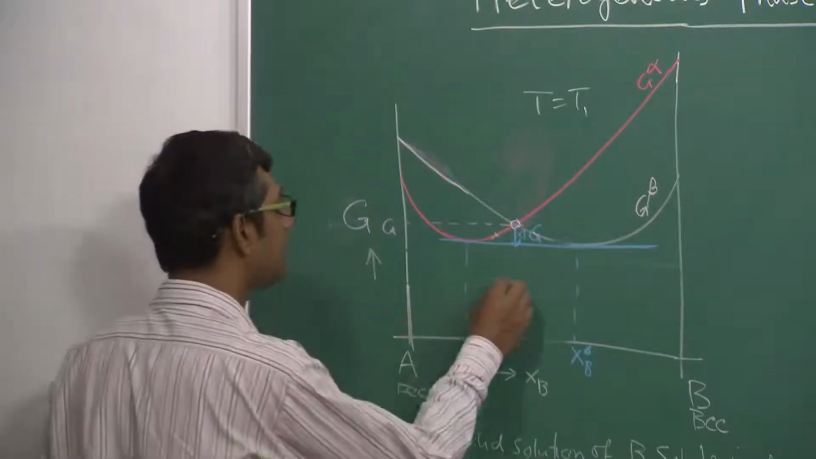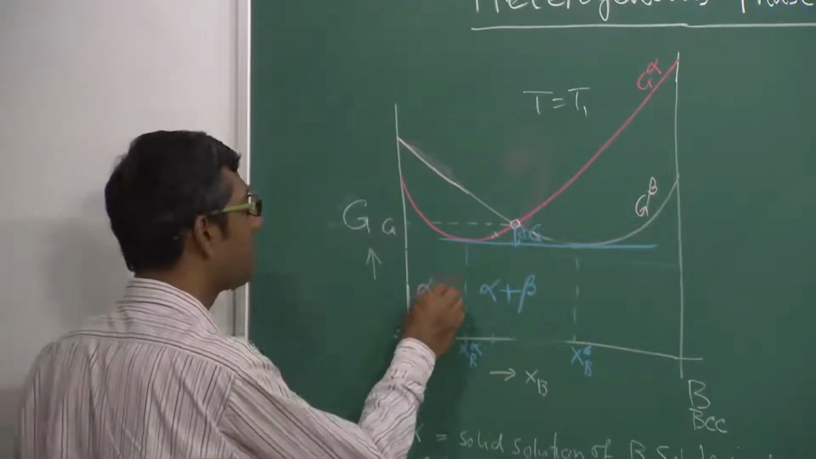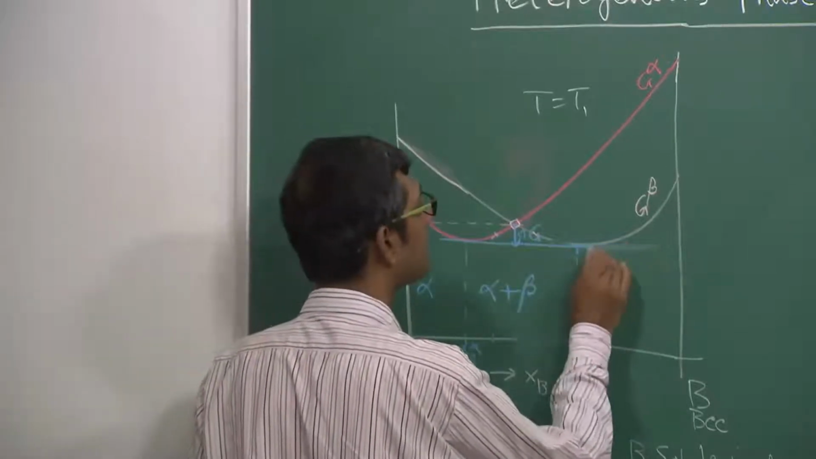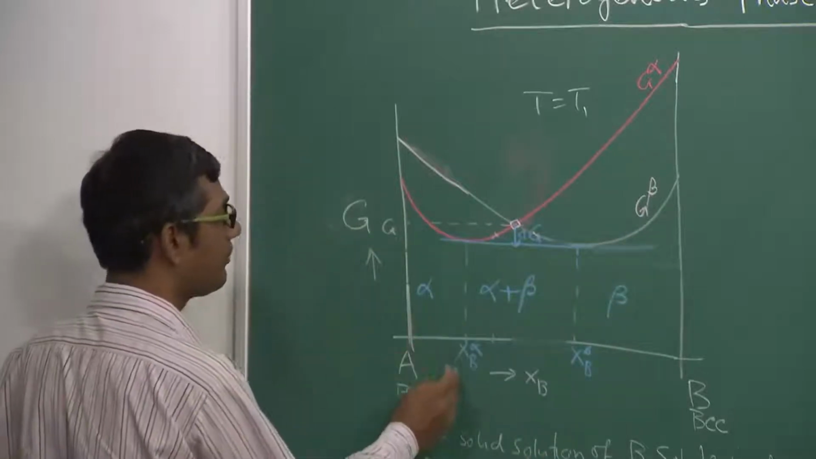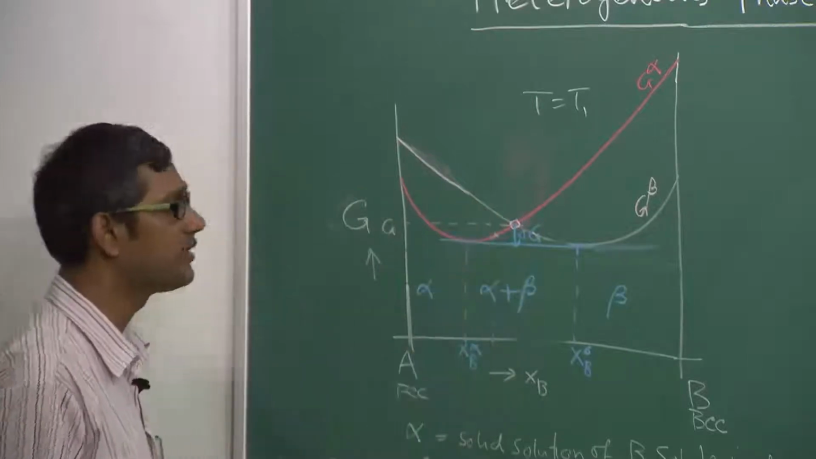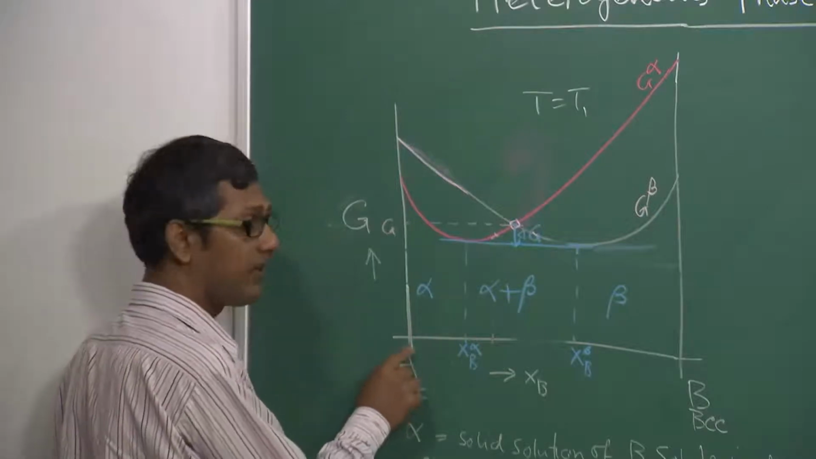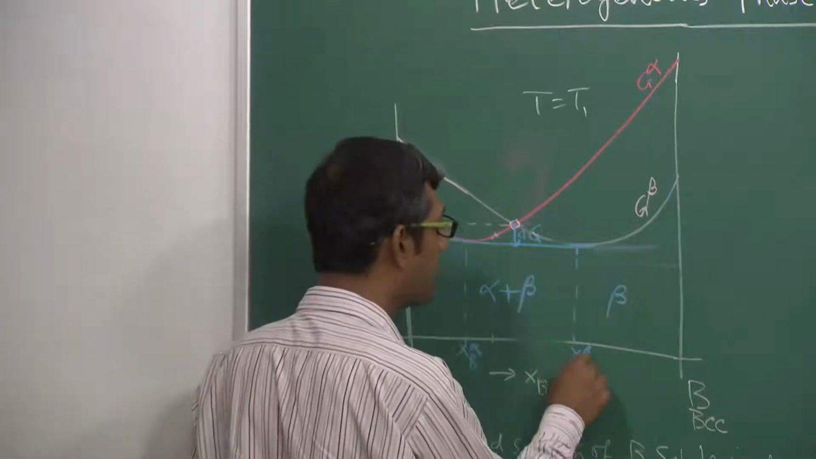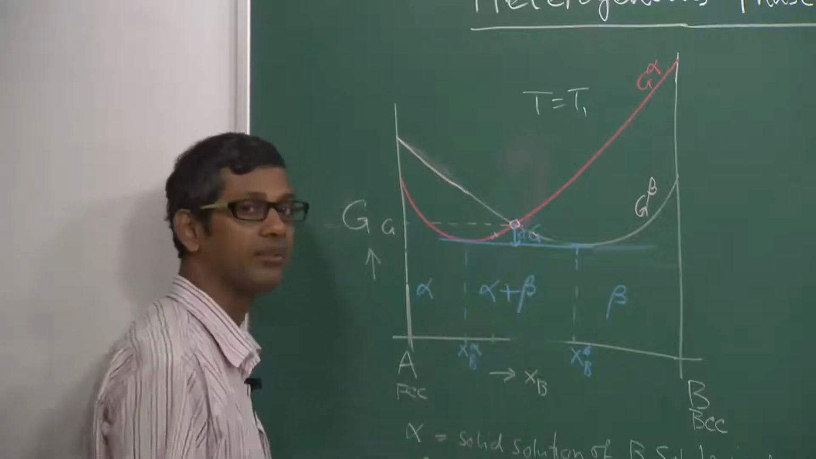So that's why here both alpha and beta are stable. But in this range alpha is stable, in this range beta is stable. Why? Because beyond this point it is the beta free energy curve which is lower than the alpha. Similarly, below this point, below xb alpha, it is the alpha free energy curve which is lower than the beta. So therefore alpha is stable from the A rich end or pure A end to xb alpha compositions, beta is stable from xb beta to the B end. In between both alpha and beta are stable.